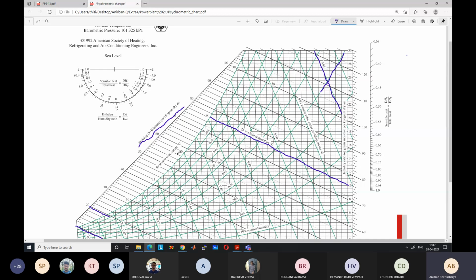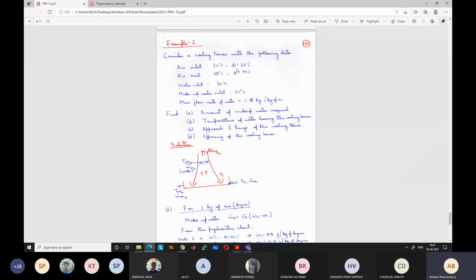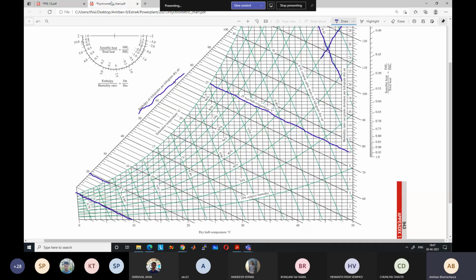So the first value that we want to find is the inlet condition, 20 degrees centigrade, 60% relative humidity. Let us find the 20 degrees centigrade line. This is the 20 degrees centigrade line, right?